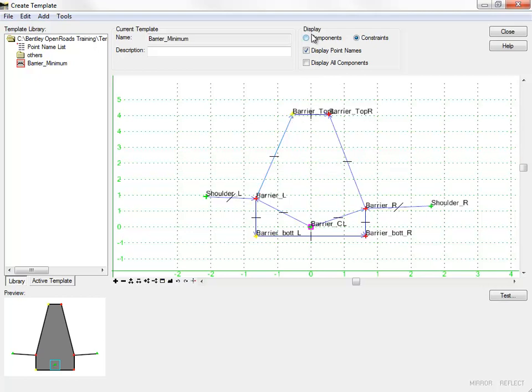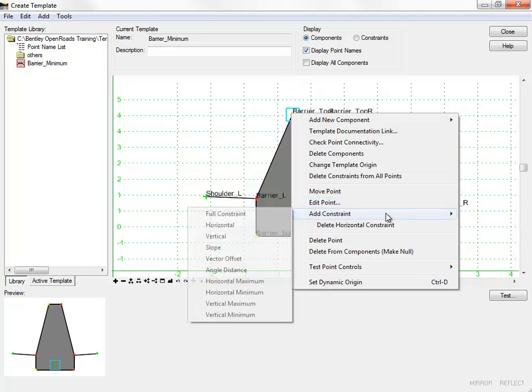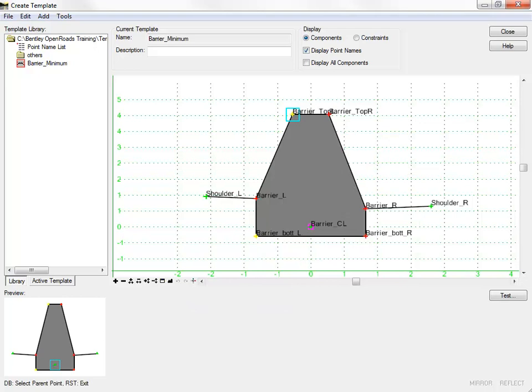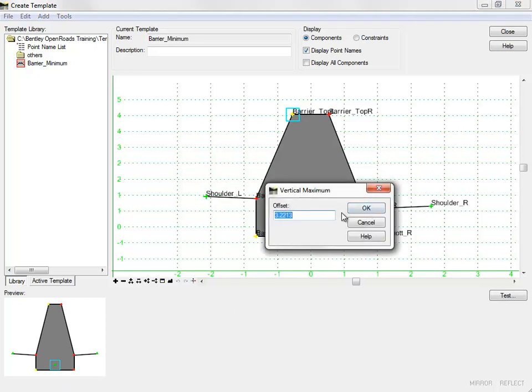So we're going to right-click here, and we can do a vertical maximum, which means the upper. It's going to prompt me for the parent point. We're going to pick one parent point. It's going to prompt for a second parent point. And it wants to know the delta above that, the vertical offset from the highest of the two. We're going to make it 4 feet higher than that.